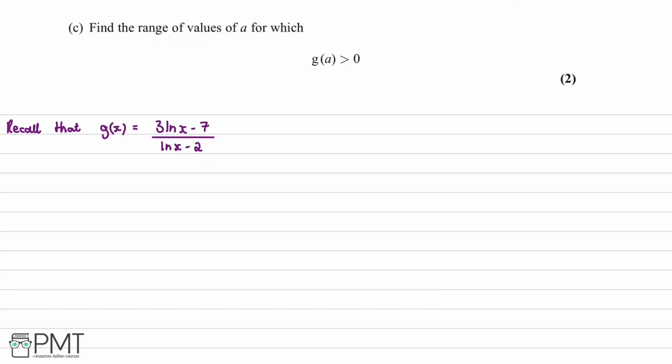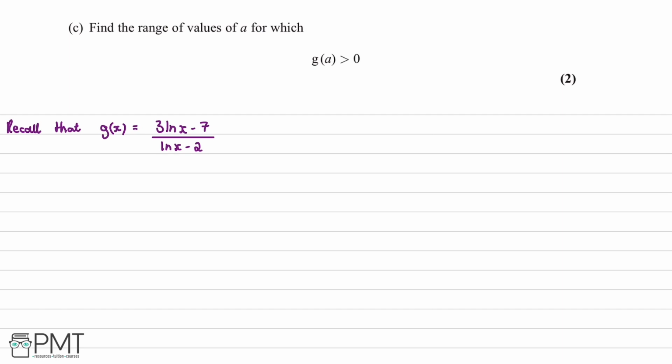So here in this question, we're asked to find the range of values of a for which we have that g of a is greater than 0. So we recall from the previous parts of the question that we are given that the function g of x is equal to 3 ln x minus 7 divided by ln x minus 2. So what we're going to do is solve this and make it like an inequality to be able to deduce the values of a for which g of a is greater than 0.